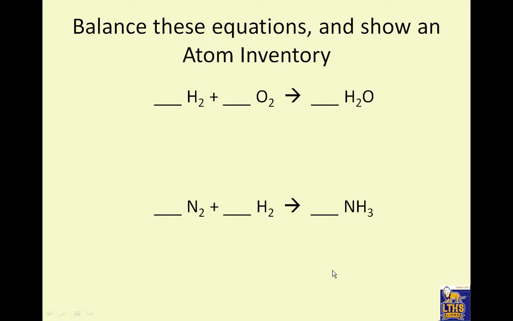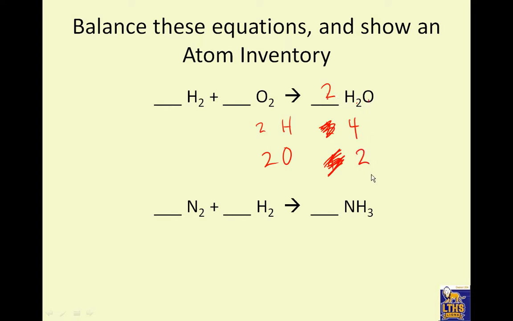So balance these equations and show atom inventory. All right, so I like to write down what I have. I have H's and O's in this. When I first start, I have 2 H's and 2 O's, 2 H's, 1 O. That's not right. I need more O's. So I put a 2 in front of there, and I cross that out because this isn't true anymore. I cross that out. So I say 2 times 2 is 4 H's on that side.